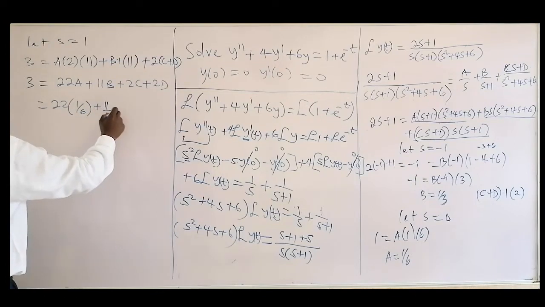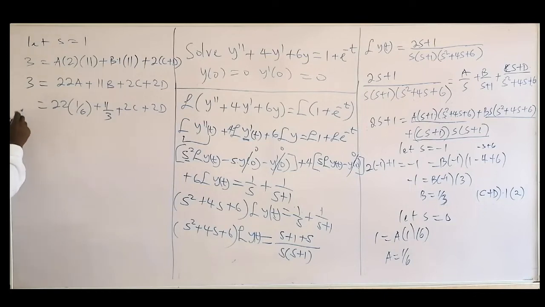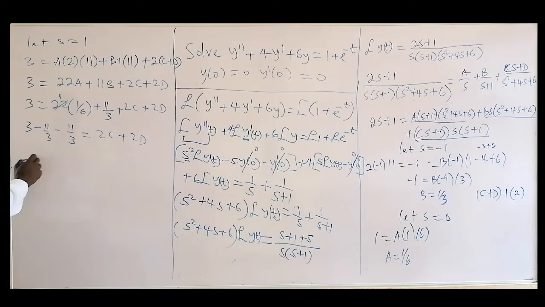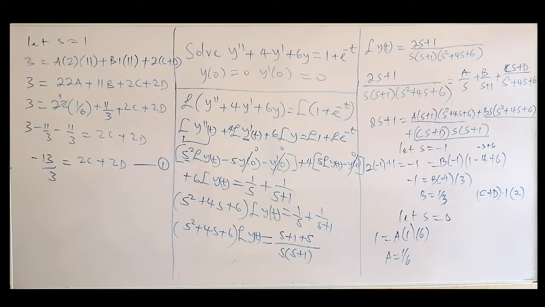11 over 3 plus 2c plus 2d. So this is 3. You can use a calculator. This will be 3 minus 11 over 3, equal to 2c plus 2d. So minus 13 over 3 equal to 2c plus 2d. So we can call this one equation 1. Okay. So we've used x equal to 0, we've used x equal to 1, we've used x equal to -1.